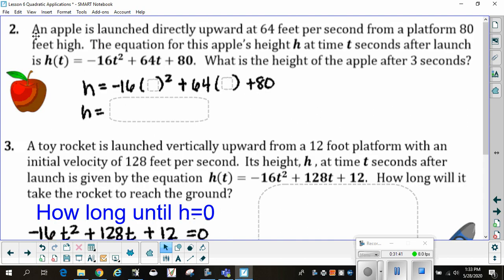Okay. Number 2, an apple is launched directly upward at 64 feet per second from a platform 80 feet high. The equation for this apple's height at time t seconds after launch is h of t equals negative 16t squared plus 64t plus 80. Negative 16, gravitational constant. 64, initial velocity. 80, the height at which it was launched. What is the height after 3 seconds?